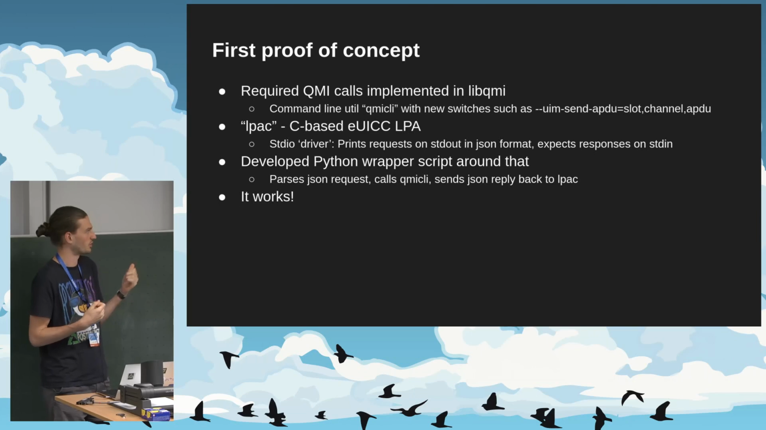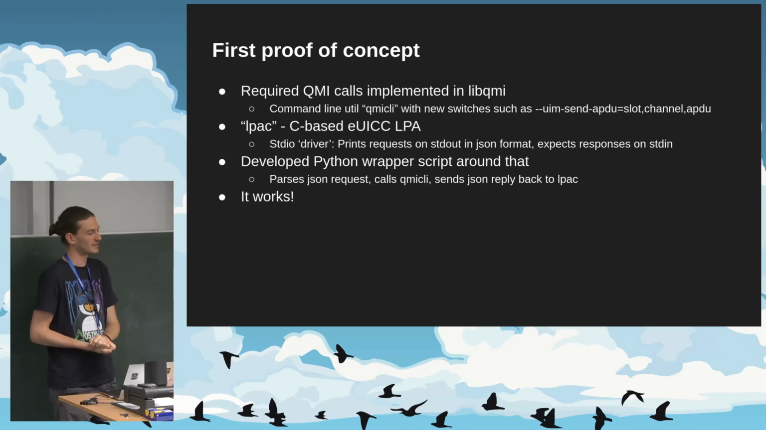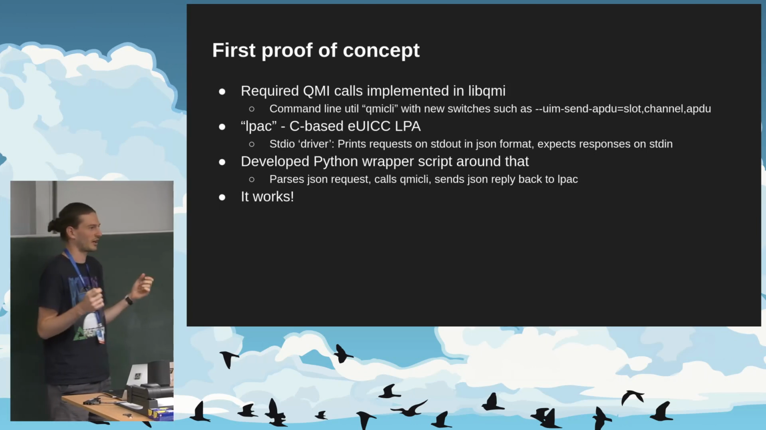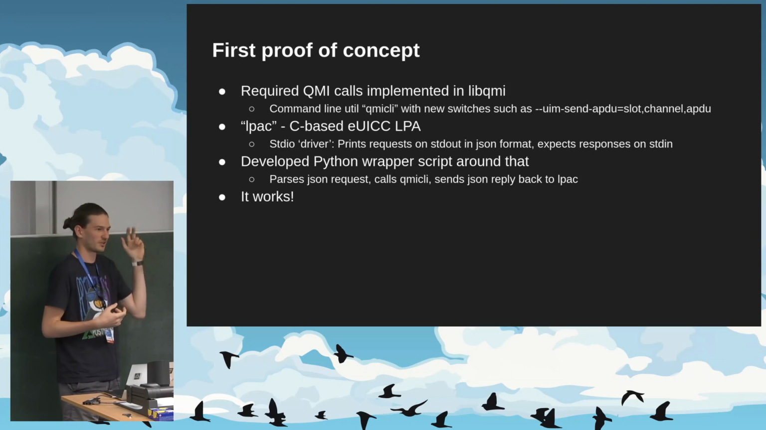So I just wrote a simple Python wrapper around this, just reading the lines that LPAC prints out, and then parsing it, getting the required bits, and calling qmicli with the correct parameters. So like in Python, just subprocess.check_output.